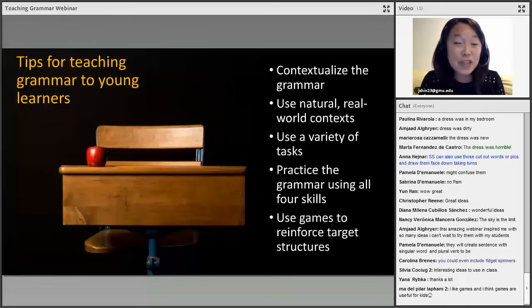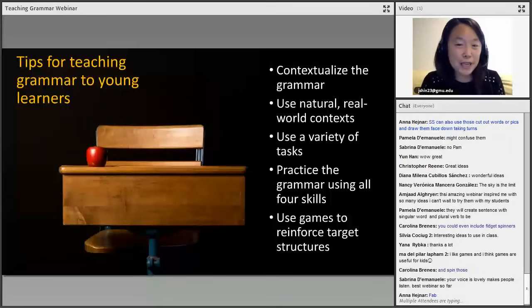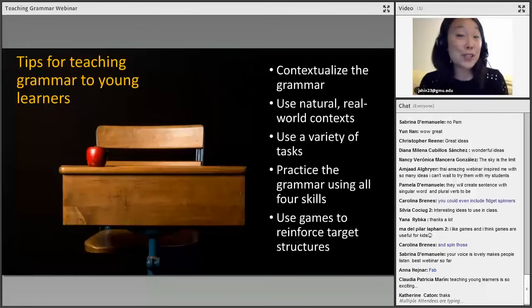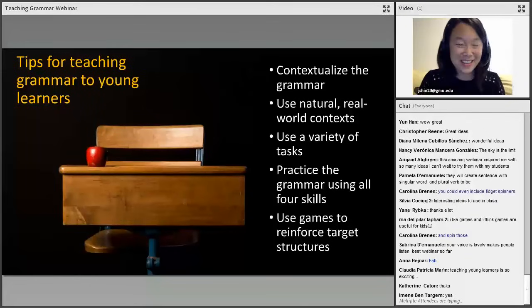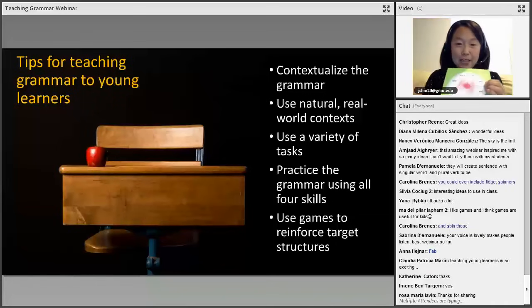And then use games to reinforce the target structures because it's important to practice and practice, but you don't want it to get boring and you don't want to do the same kind of exercises. So maybe with the practice, you use the song to practice and do the Q&A. Or maybe you use these spinners that are very easy to use.